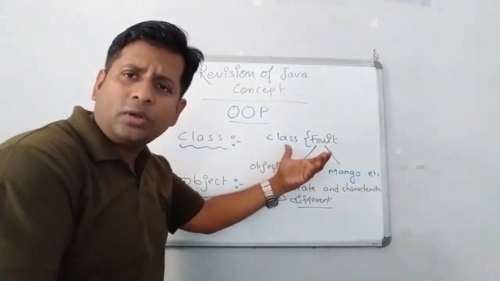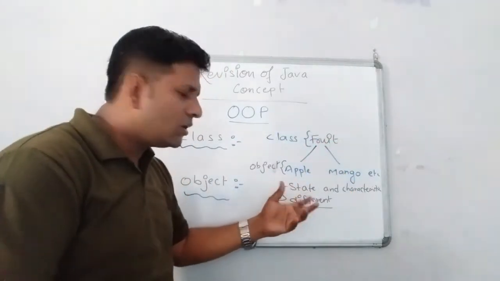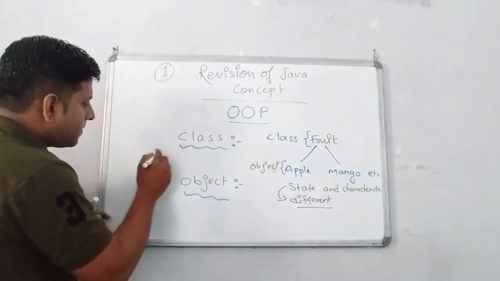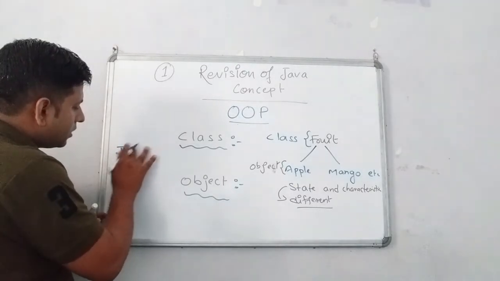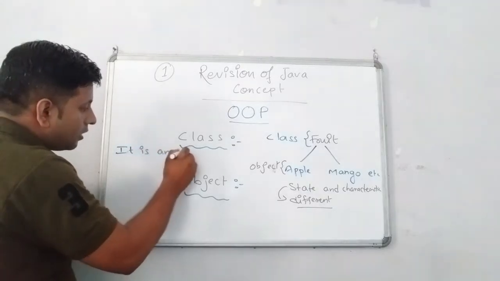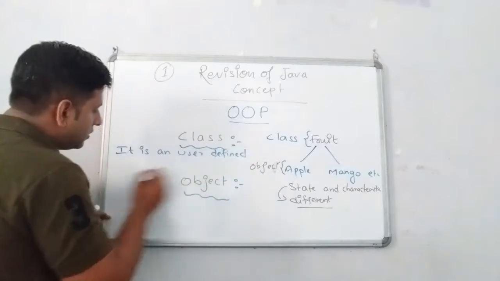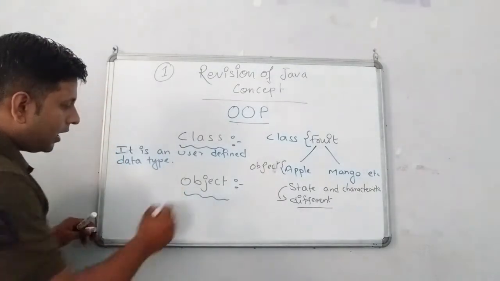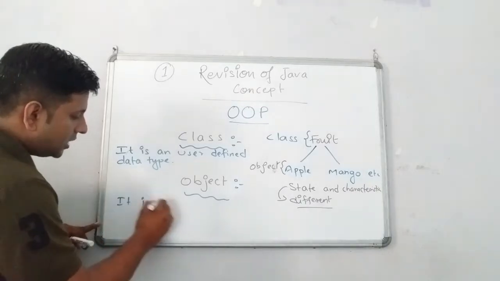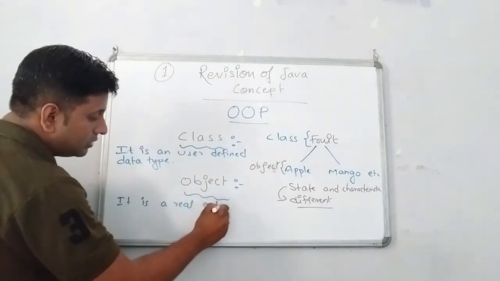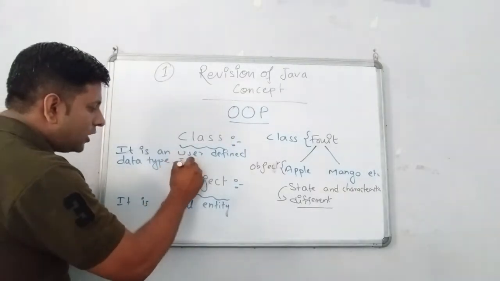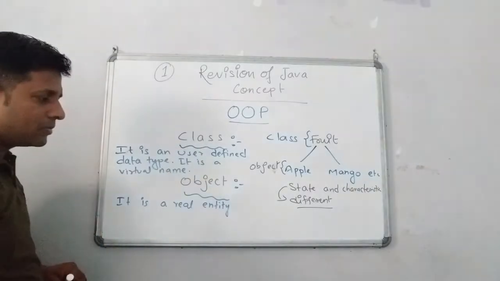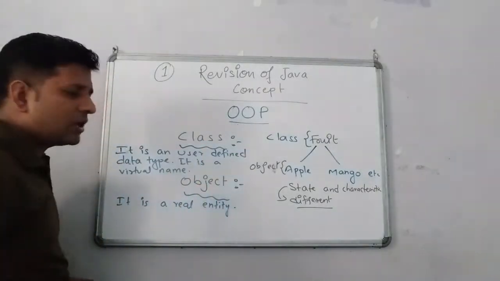So what we understood, children? What is fruit? Fruit is a class, a virtual name. What is object? Objects are the real entity. So here we can say class is a user defined data type, because the name of the class is given by user. And for object we can say it is a real entity. Here we can mention class is a virtual name, and object is a real entity with different state and characteristic.